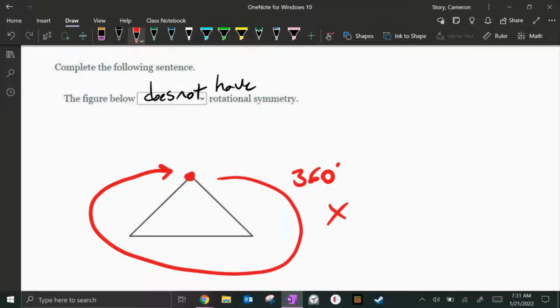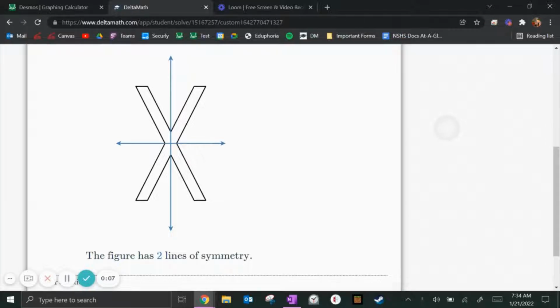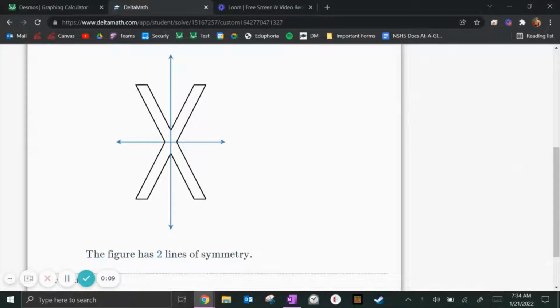I'm going to go to Delta Math now to show you how to do the lines of symmetry. Okay, for the next section of the Delta Math, we're going to talk about lines of symmetry. Lines of symmetry are basically you take any shape, and if you can draw a line across it such that when you reflect over that line, the shape looks the same, that's a line of symmetry. So for example, these blue lines here over this X, these are both lines of symmetry.